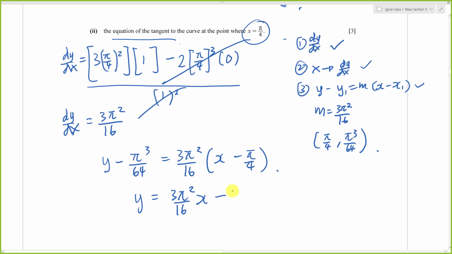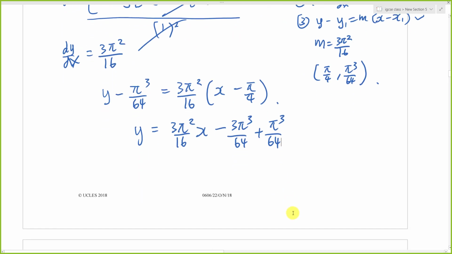Alright, this one minus it. I have 3π³/64 plus π³/64. Then one last step, 3π²/16x. This one you have negative 3 plus 1, which is negative 2, right? Negative 2 I can simplify, it becomes 32. Yep, this one will be my final answer if I want to leave it in the exact form.